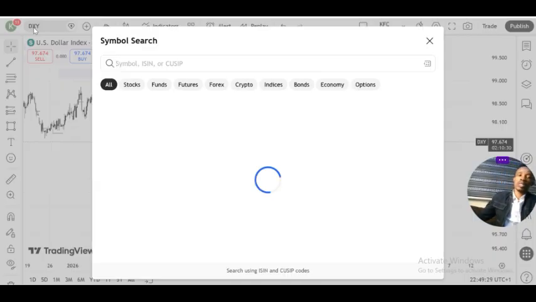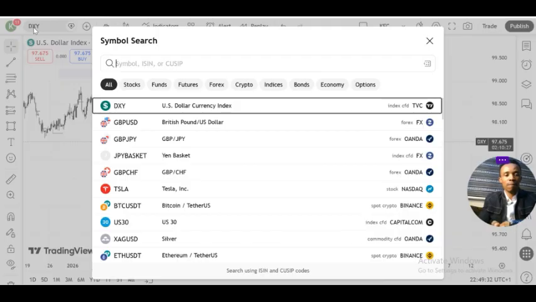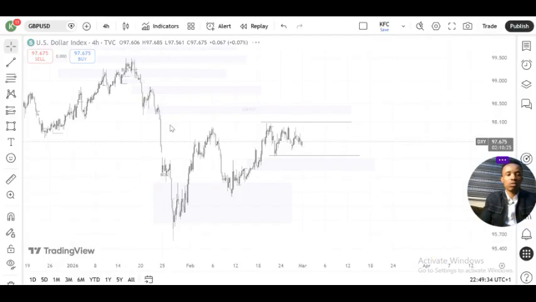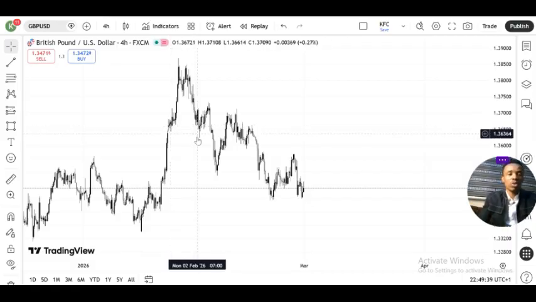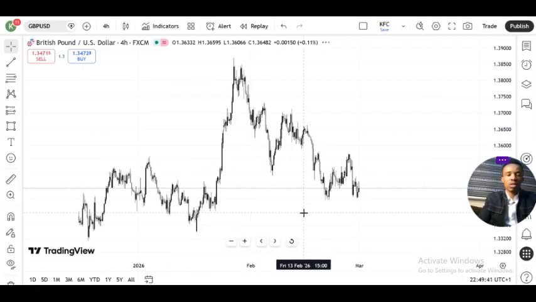The network seems to be shaky again. Okay, it's back. So let's just look at GU. Alright, so this is GU. On the swing side it's bullish, but on the internal it's bearish.